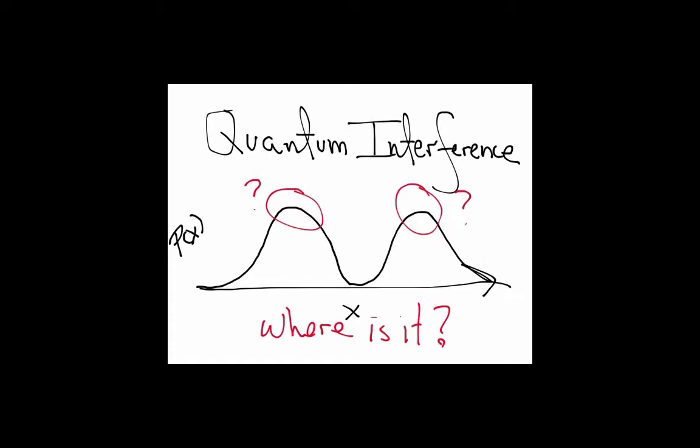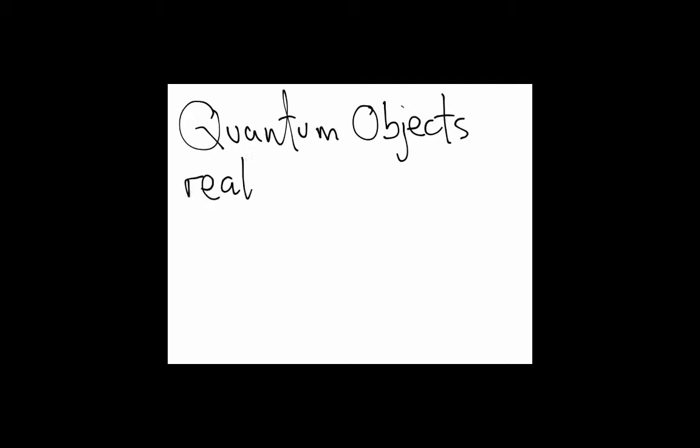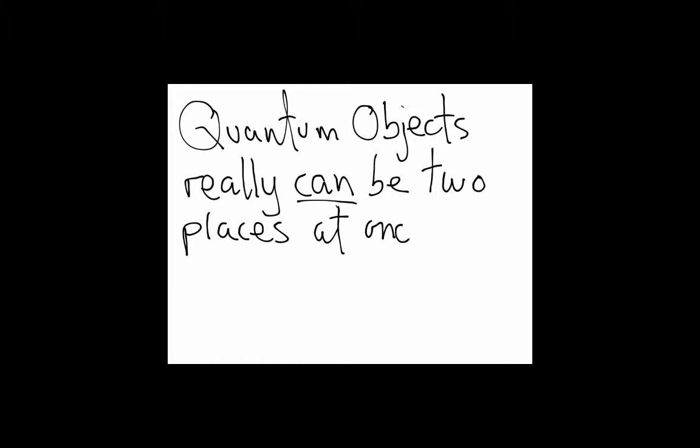And it's a bizarre thing. It's confusing because in the end, the answer really is both. And in this little video, we're going to begin to explore the implications of that. The idea is that quantum objects really can be in multiple places at once because they really are waves, and waves by definition have some extent.